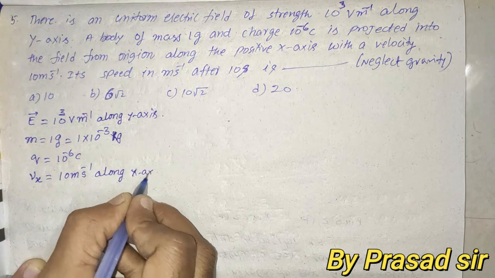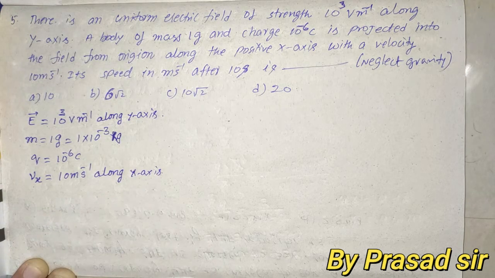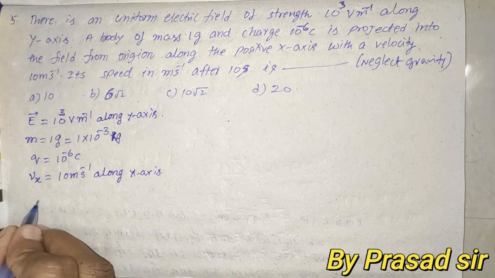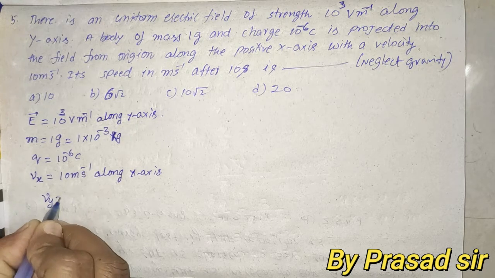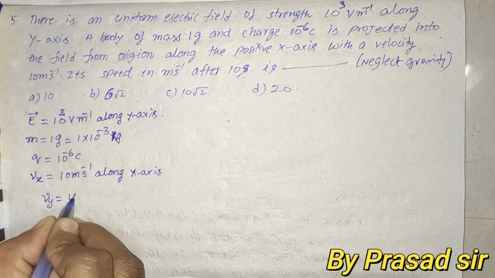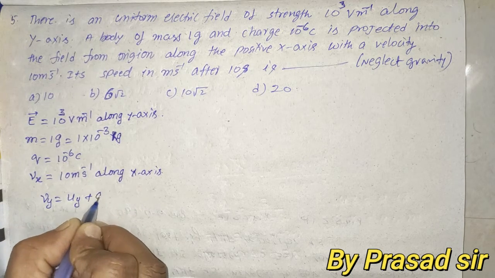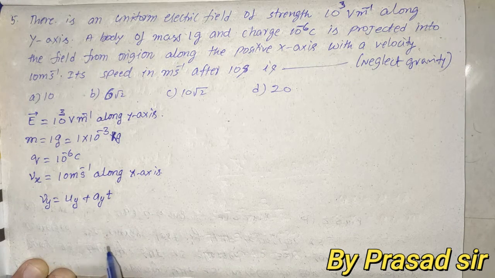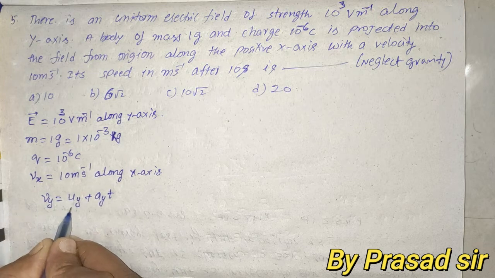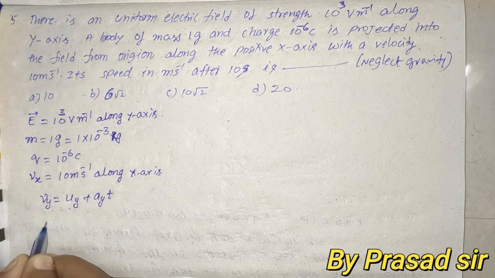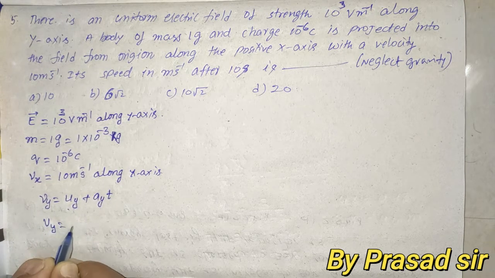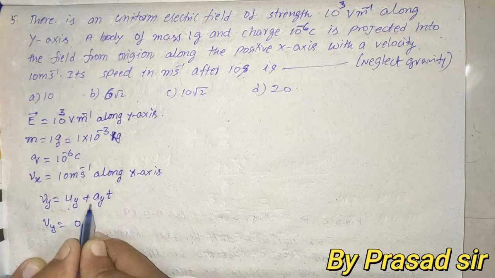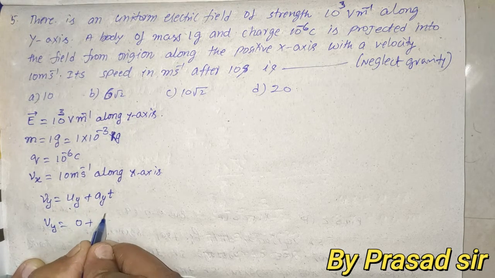along the x-axis. And which one do we want to calculate? Its speed after 10 seconds. So first of all, Vy is equal to Uy plus Ay into t. So that is along the y-axis we have to calculate. But along the y-axis, the initial velocity becomes 0. So that means Vy is equal to 0 plus acceleration.